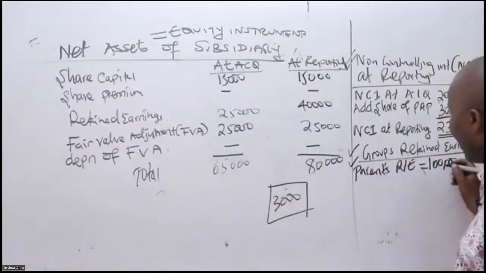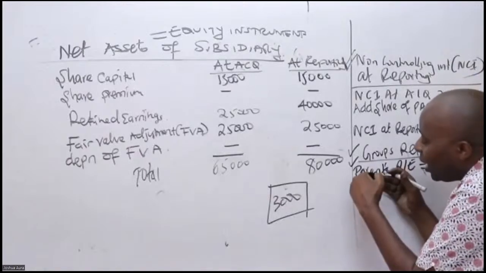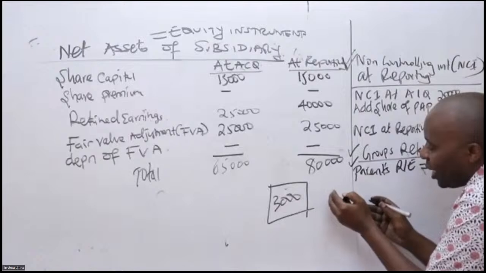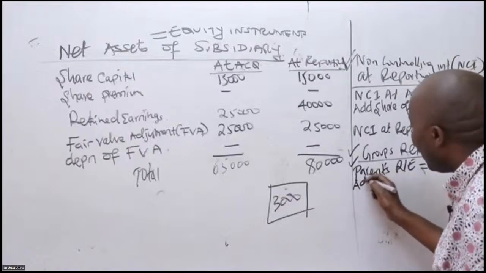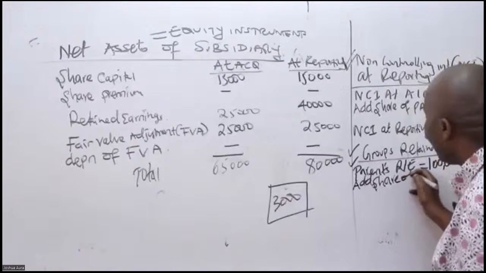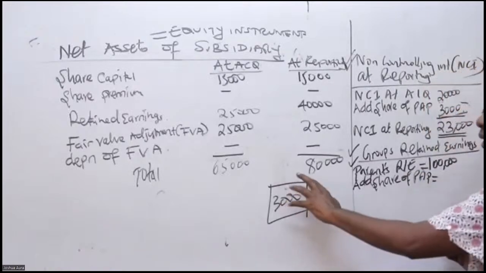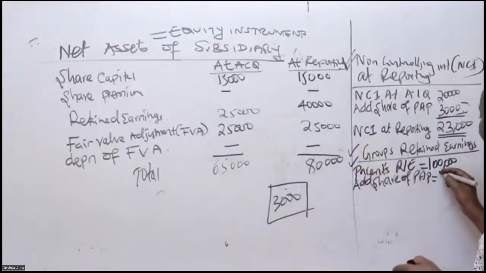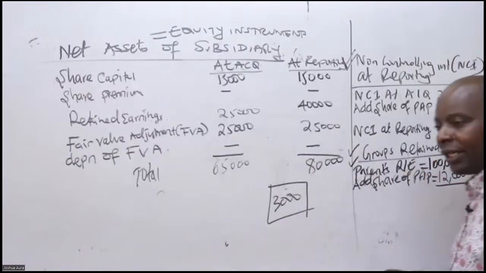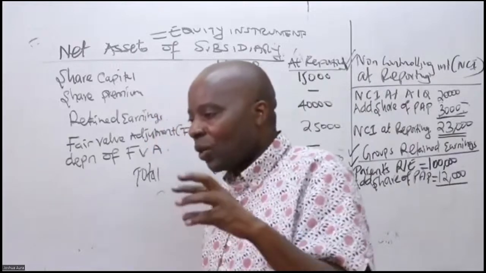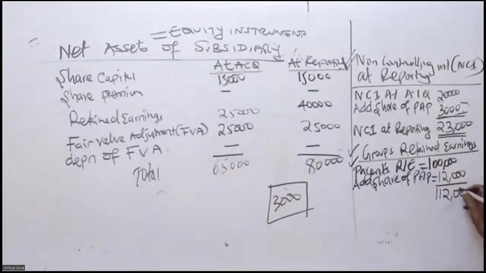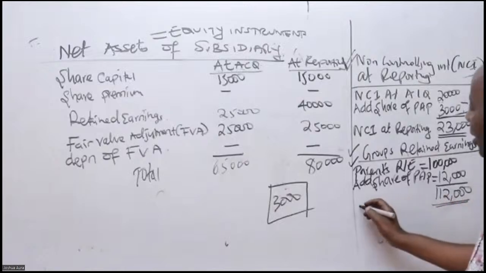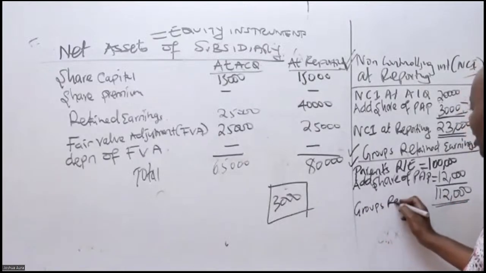But this parent, in the year, it has gotten a contribution from the subsidiary. So you'll come and add share of POP. If you remember that cell where you had the POP, the post-acquisition profit, you'll simply come and add it there, 12,000. So then this gives us 112,000. So this is the group's retained earnings.